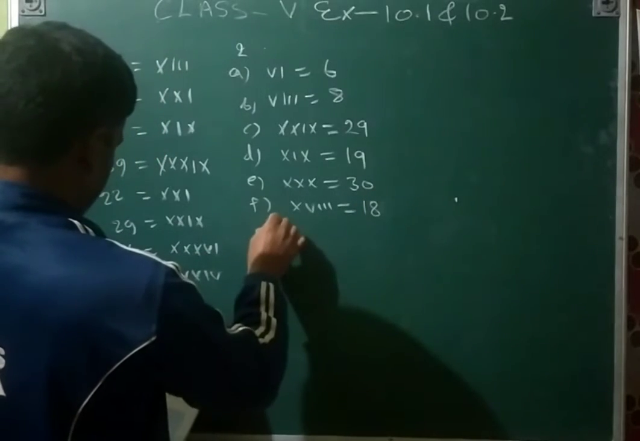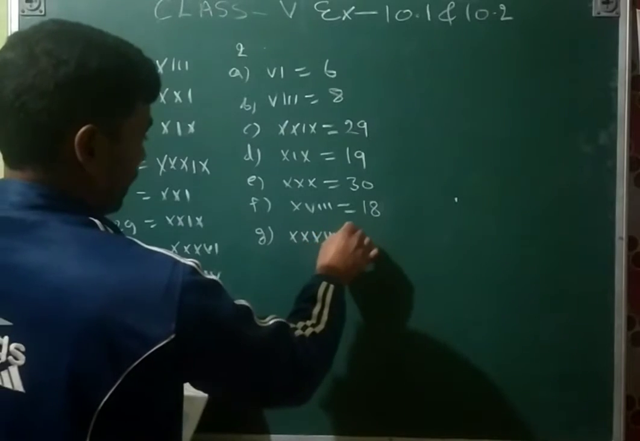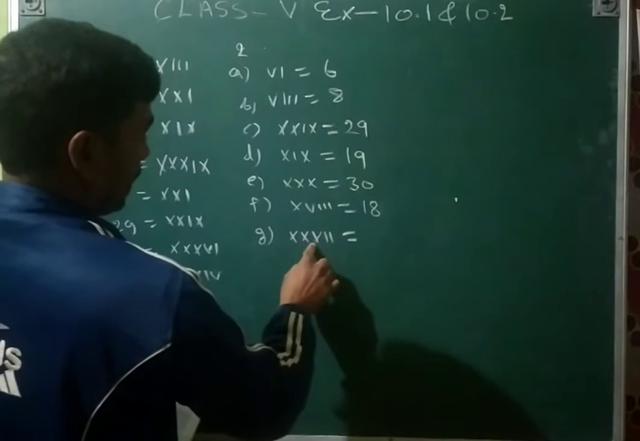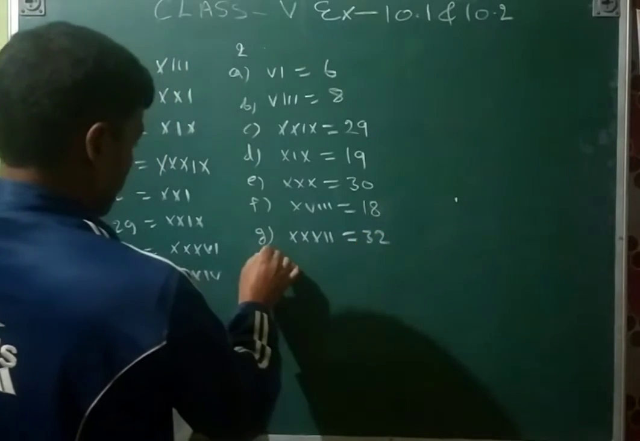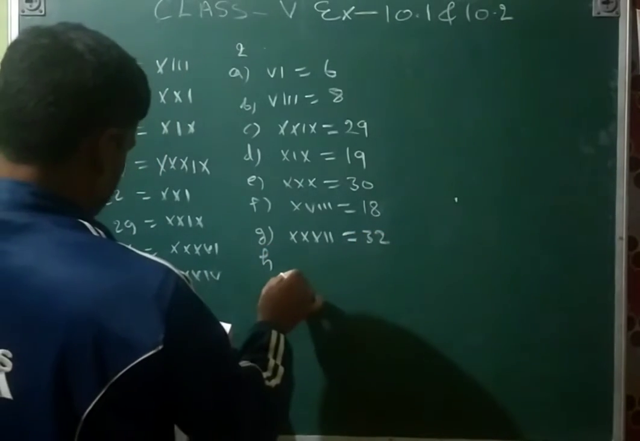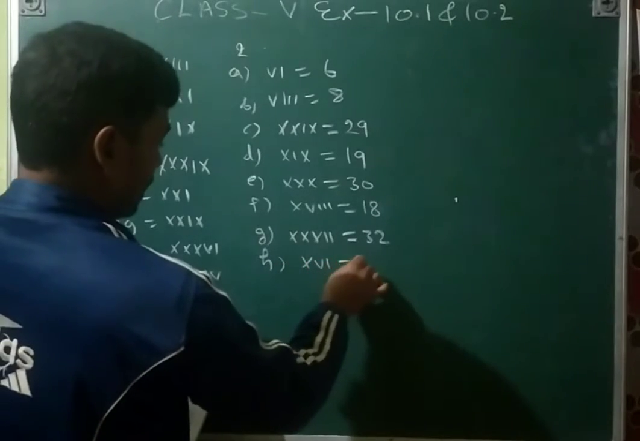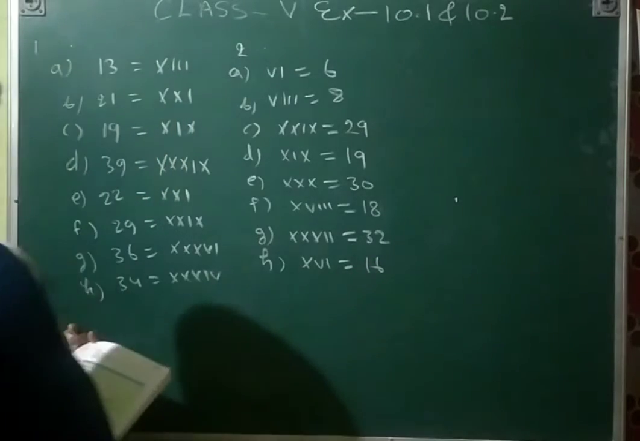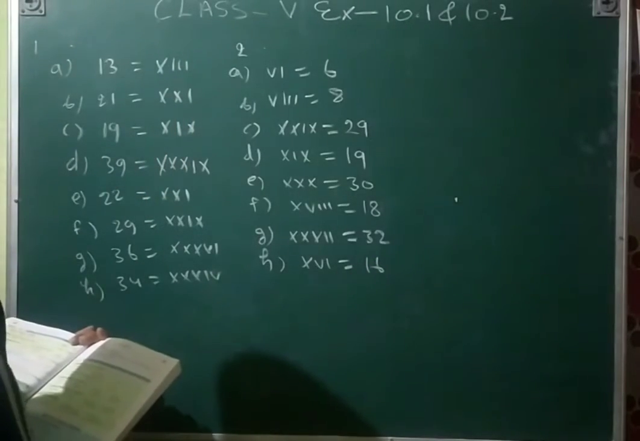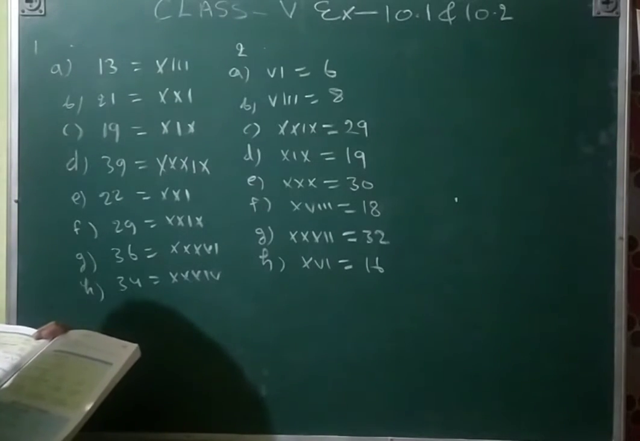G part, XXXII, so that is 10, 30, 1, 2, 3, 32. H part, that is XVI, so that is 10, 6, 16. Then question number 3, place the correct sign, that is not equal or equal.